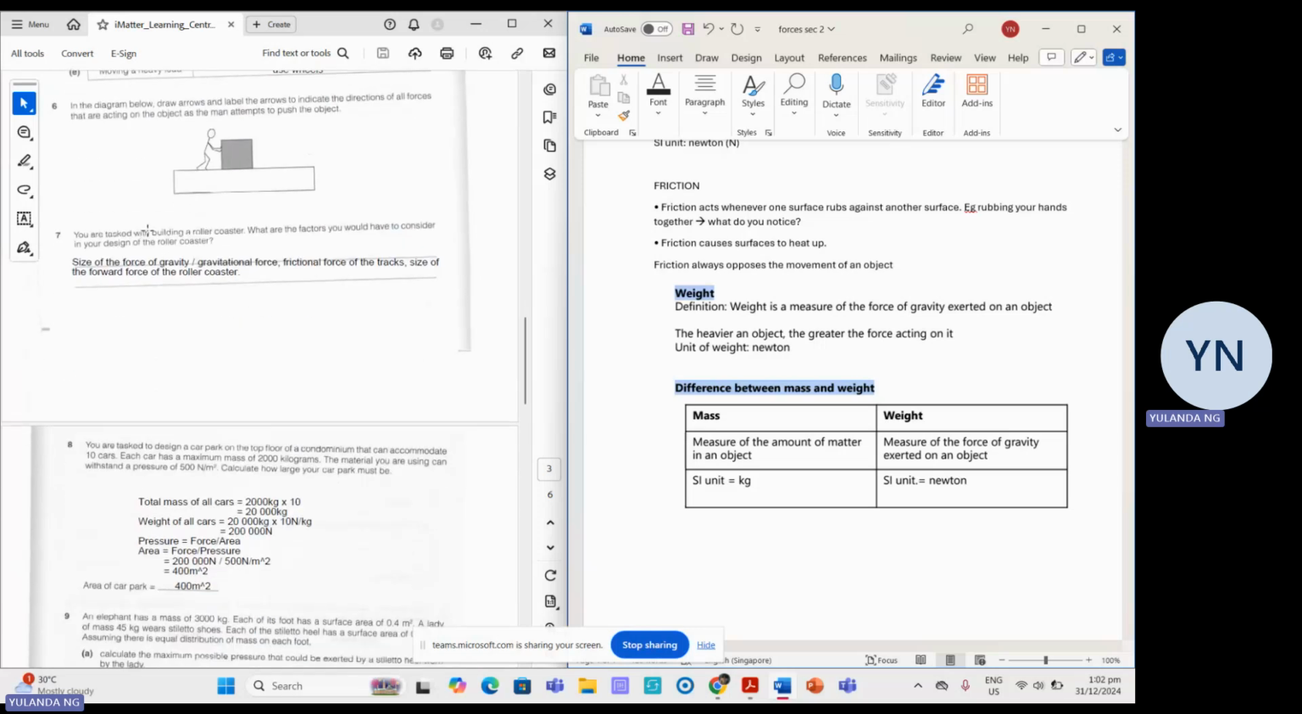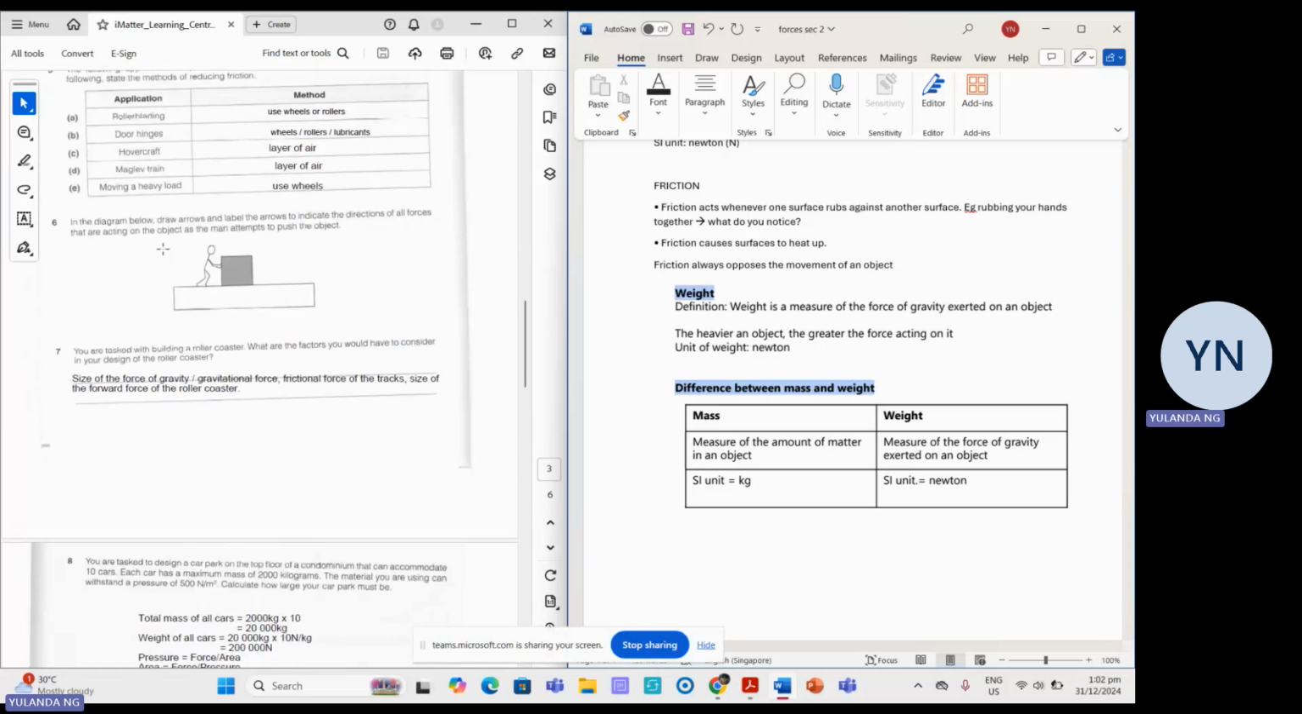Okay, you are tasked with building a roller coaster. What are the factors you should consider when you design a roller coaster? What do you notice about a roller coaster? Again, factors you have to consider. Talk about forces again. What are the 3 forces you know? Gravitational force, frictional force, and the pushing or forward force. So you need to consider the size of the gravitational force. Why? Because with a roller coaster, you're acting against gravity as well, right? Because you're going up, going down. So you need to consider this.